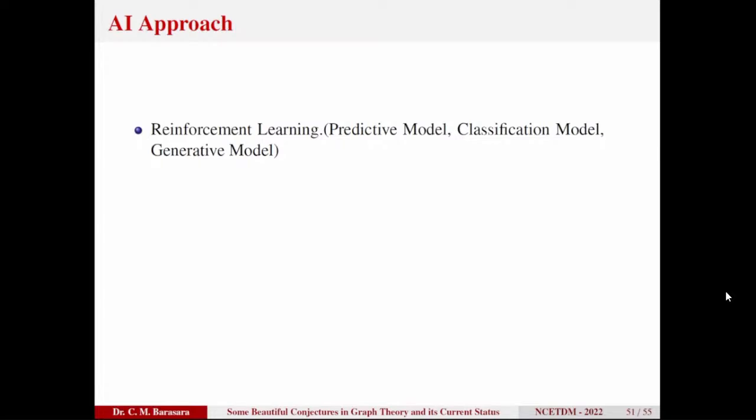While in a generative model, if I feed it information, the computer will generate a new model or a new object out of the information it got. For instance, how I would look after 20 years. There are many applications available nowadays which generate how you would look after 10 or 20 years. They are using this type of reinforcement learning models.